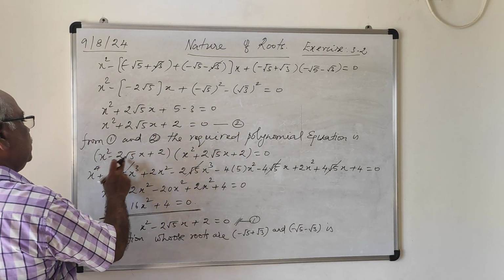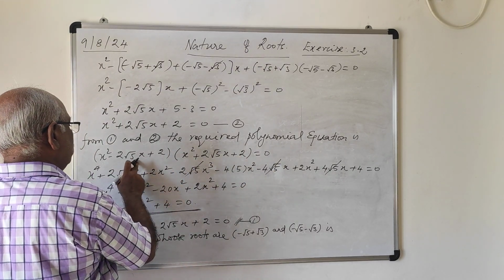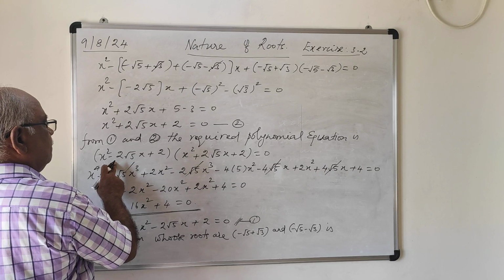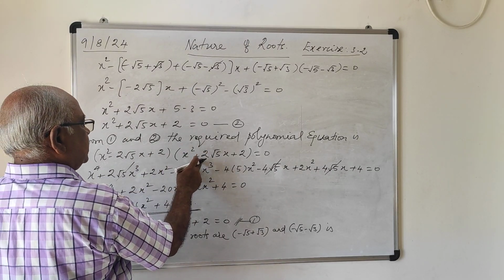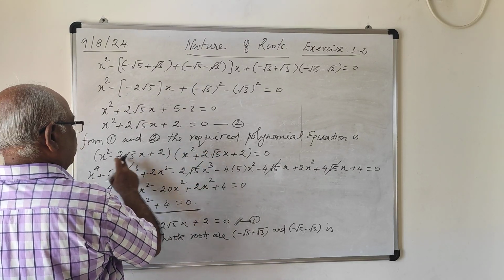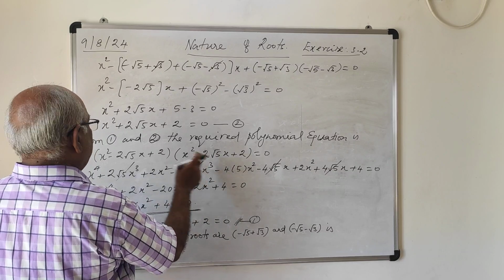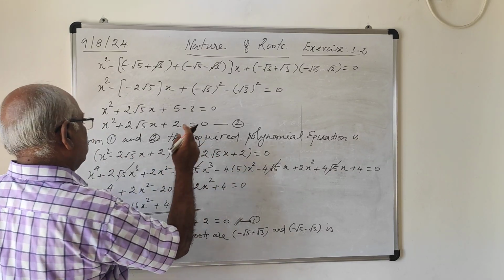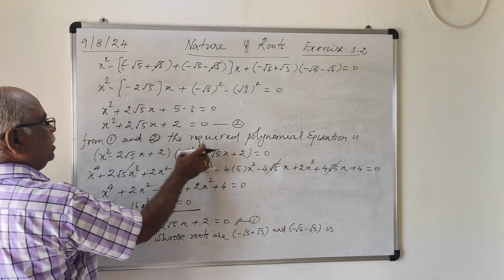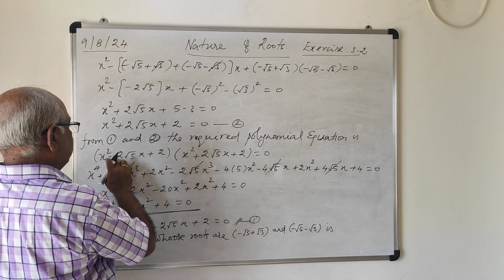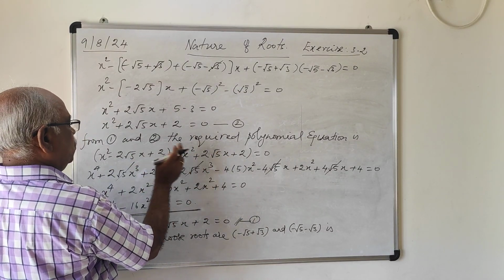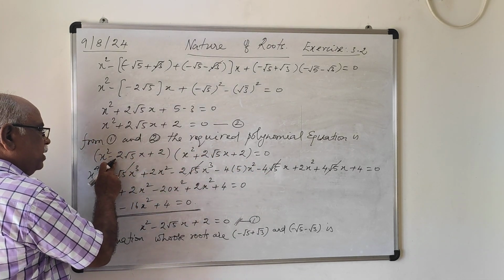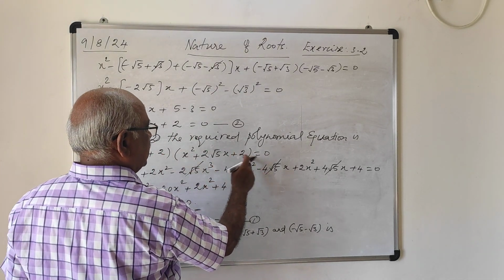Again multiplying minus 2 root 5x with every term: minus 2 root 5x into x square is minus 2 root 5x cube. Minus 2 root 5x into 2 root 5x, this minus into plus is minus, 2 into 2 is 4, root 5 into root 5 is 5, x into x is x square. Minus root 5 into plus 2 root 5 is again minus, 2 into 2 is 4, root 5 into root 5 is 5, x into x is x square. Similarly, minus 2 root 5x into 2 is minus 4 root 5x.